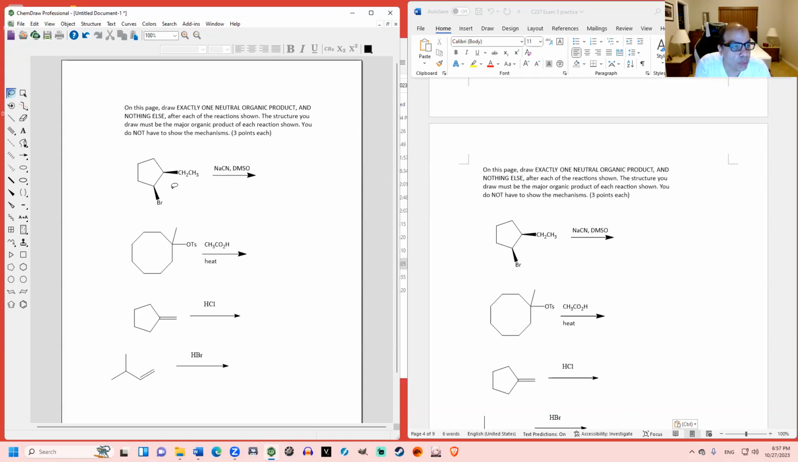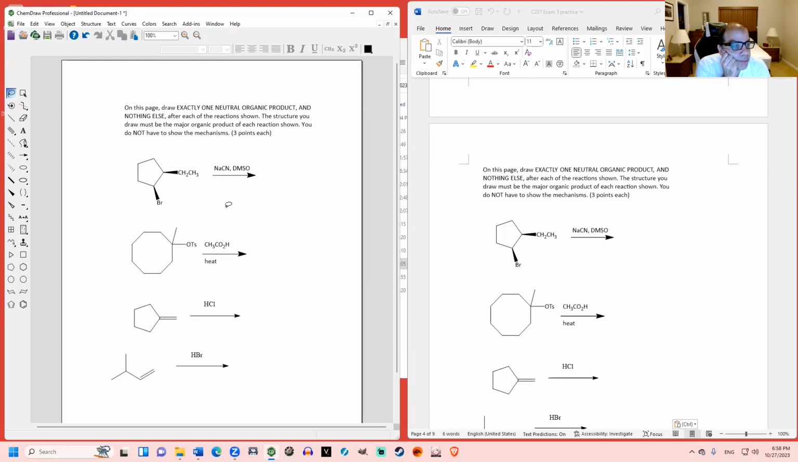So here we're given a secondary bromide, and we're treating it with sodium cyanide, which remember, NaCN is CN minus. The sodium ion doesn't play any role in the chemistry. It's just a spectator ion. And again, we're given DMSO. You need to know that's a polar aprotic solvent that favors bimolecular reactions, like SN2 and E2.